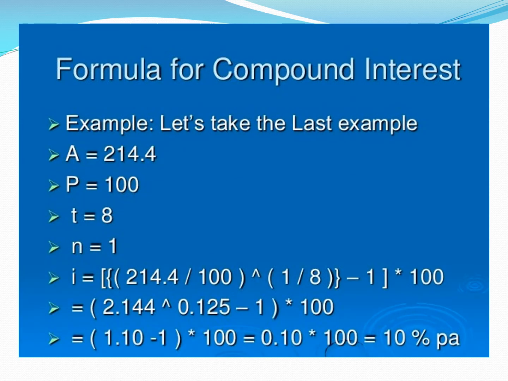For example, let's take the last example. Amount equals 214.4 rupees, principal is 100 rupees, T equals 8 years, and N equals 1. Therefore, I equals ((214.4 divided by 100) to the power of 1 by 8 minus 1) into 100. Simplifying step by step, (2.144 to the power of 0.125 minus 1) into 100. Lastly, we get 10% per annum.